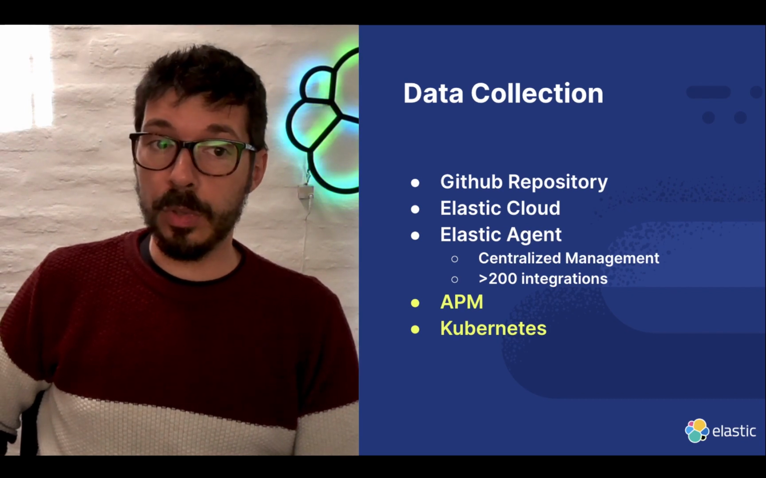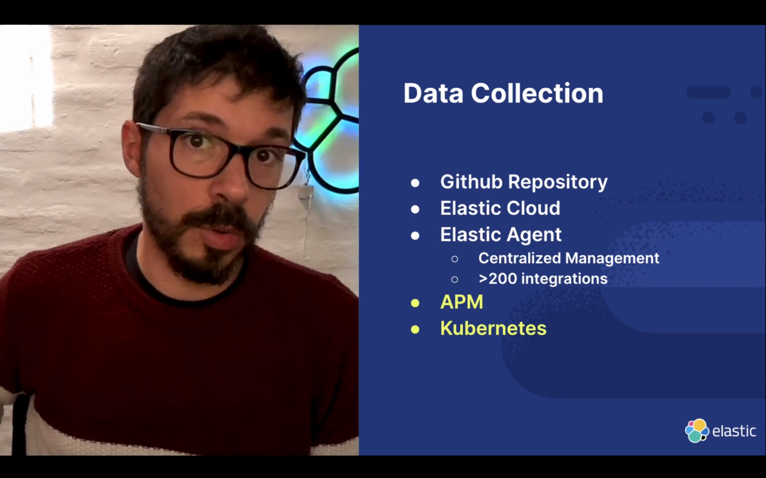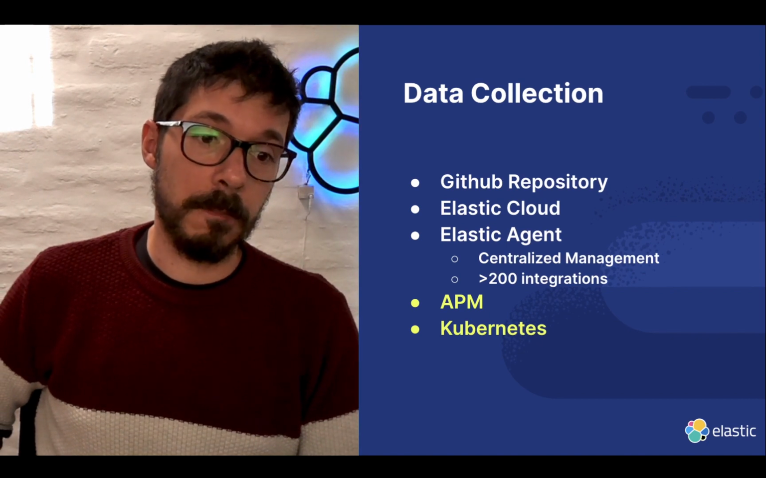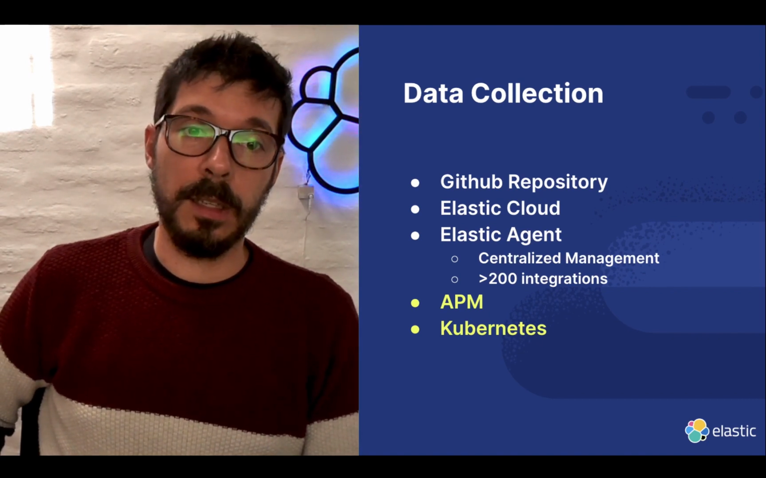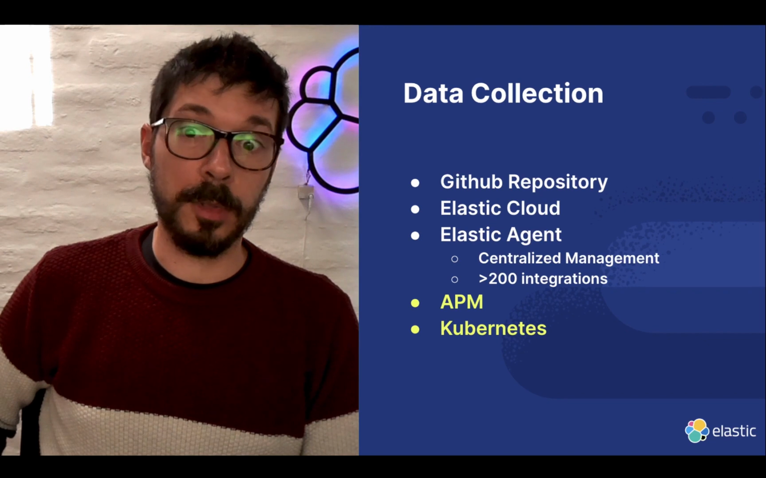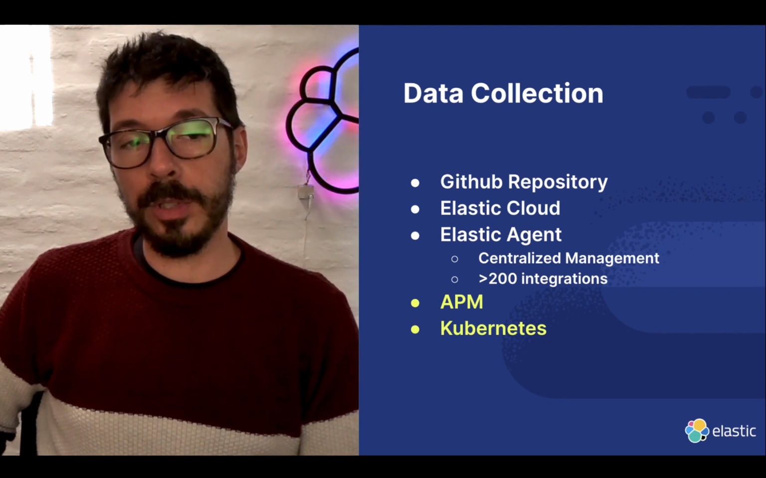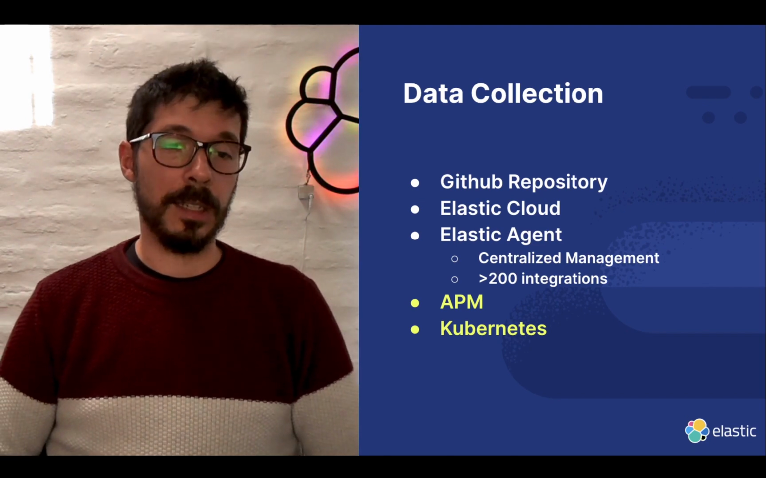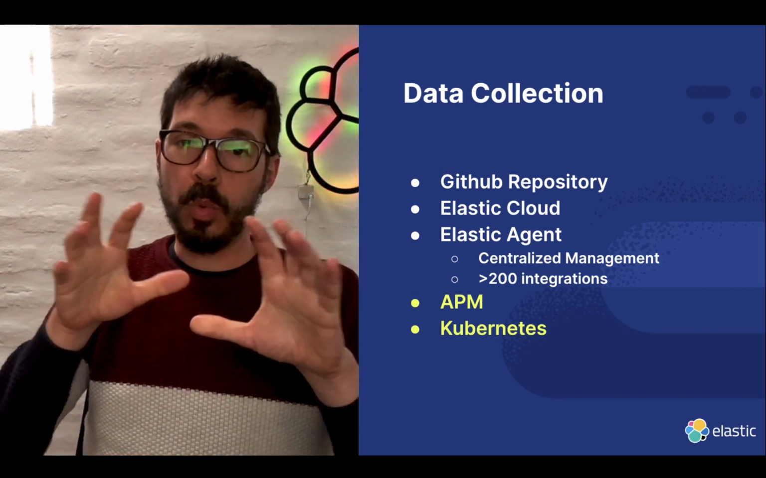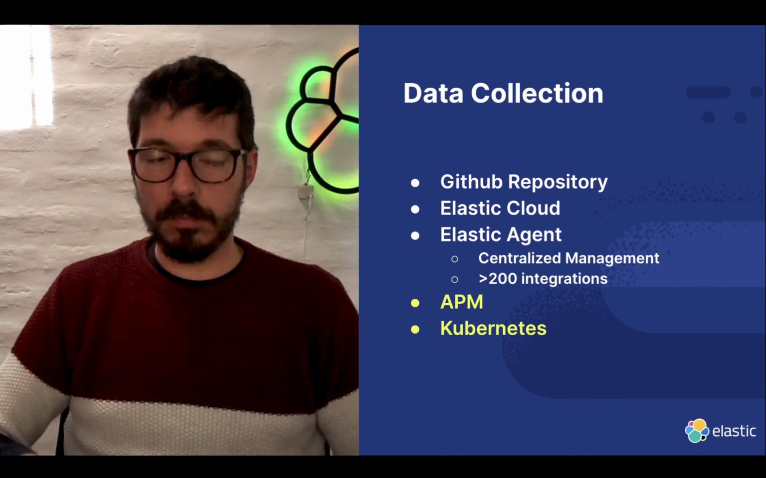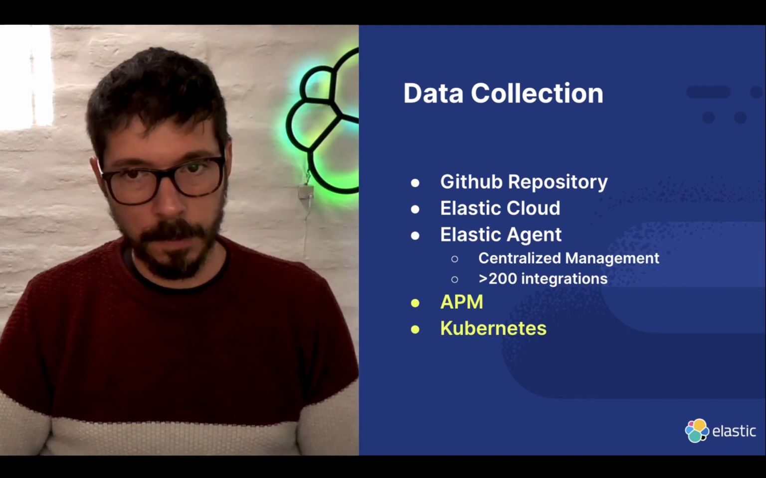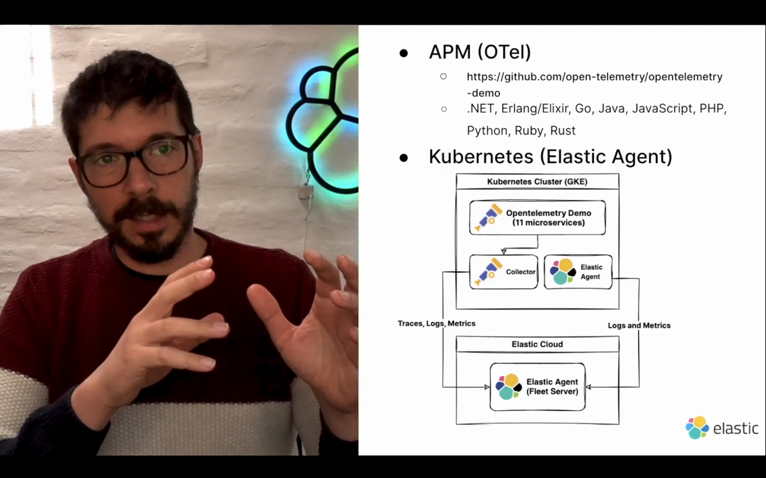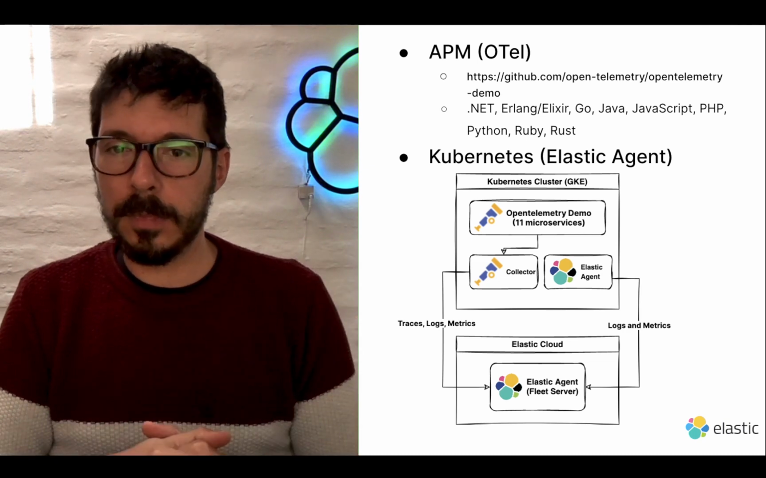We are going to use an Elastic agent to collect logs and metrics from the infrastructure. We are going to also use APM to collect traces, and we are going to run this demo on a Kubernetes cluster. So here's the infrastructure, right, for this.